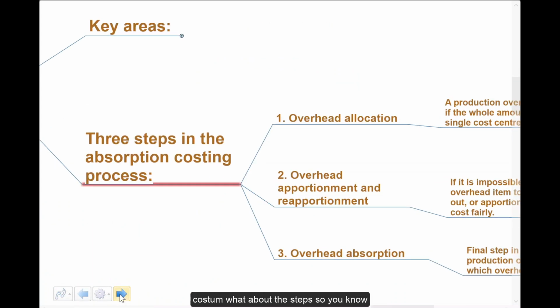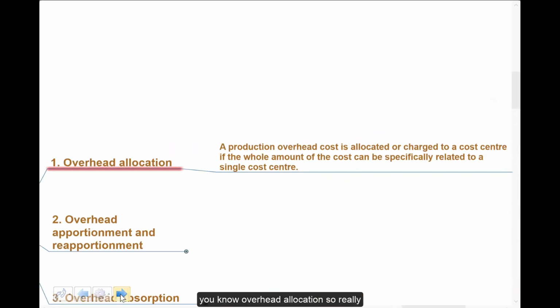What about the steps? So, I'm running a manufacturing business. I've decided to adopt absorption costing. What does that involve? Well, first things first is overhead allocation. So really, a production overhead is allocated or charged to a cost center if the whole amount of the cost can be specifically related to a single cost center. In other words, if we believe that this particular overhead cost is, broadly speaking, direct, let's allocate it.